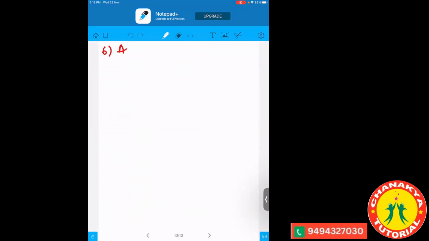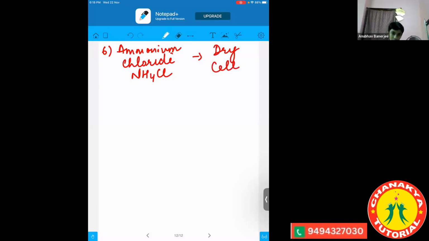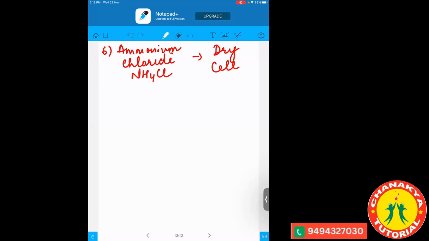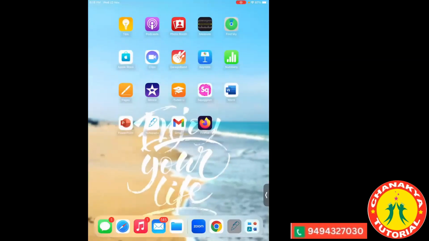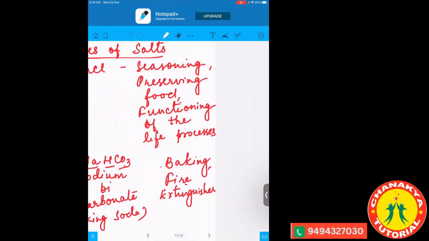Then the next one, ammonium chloride. Ammonium chloride is NH4Cl, and this will be used in the dry cell. What is a dry cell? Battery. Correct. The normal battery, the normal cell which we use for toys or in the AC remotes and all, is called a dry cell. So inside those dry cells, the ammonium chloride will be there. Fine. That's about the whole chapter related to acids, bases and salts.